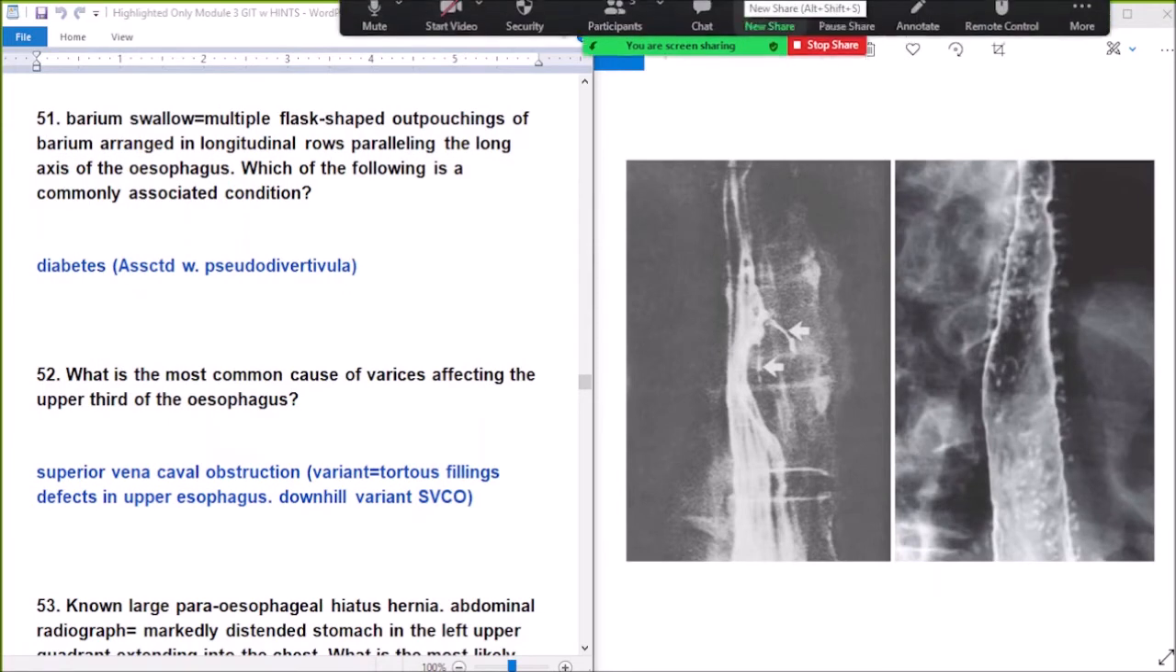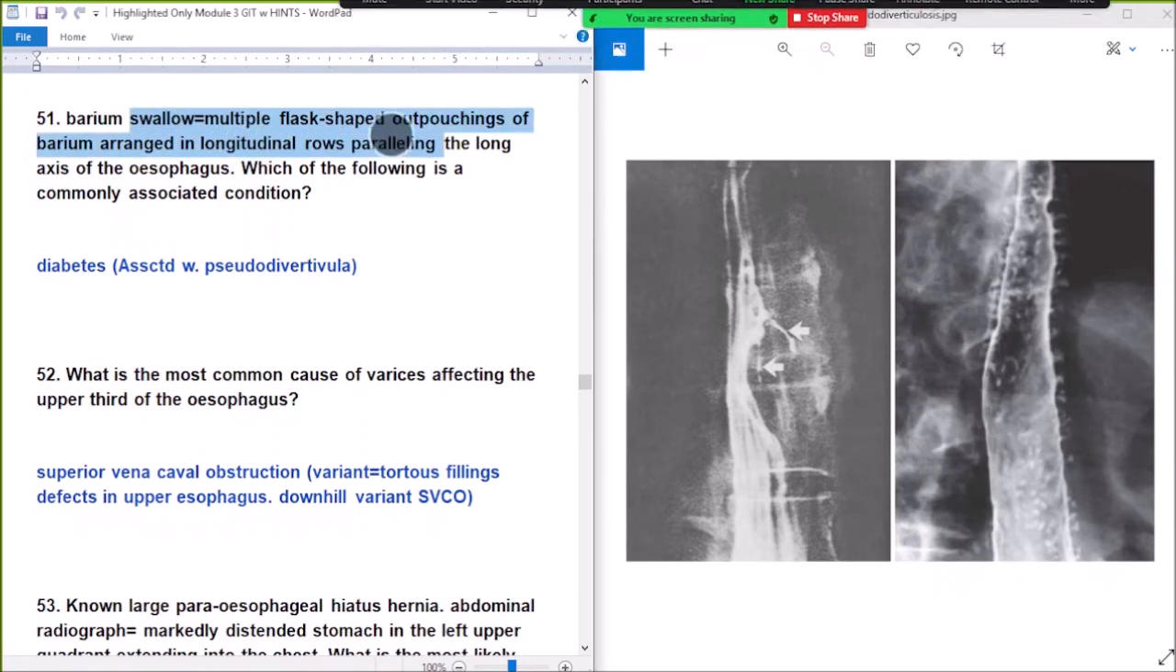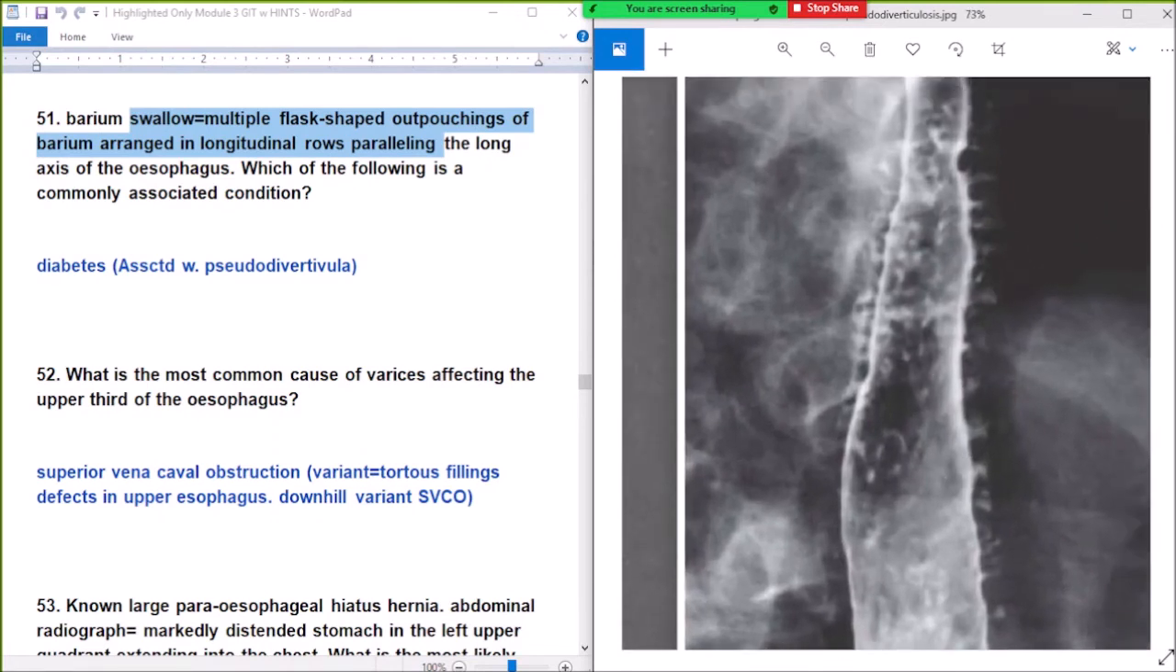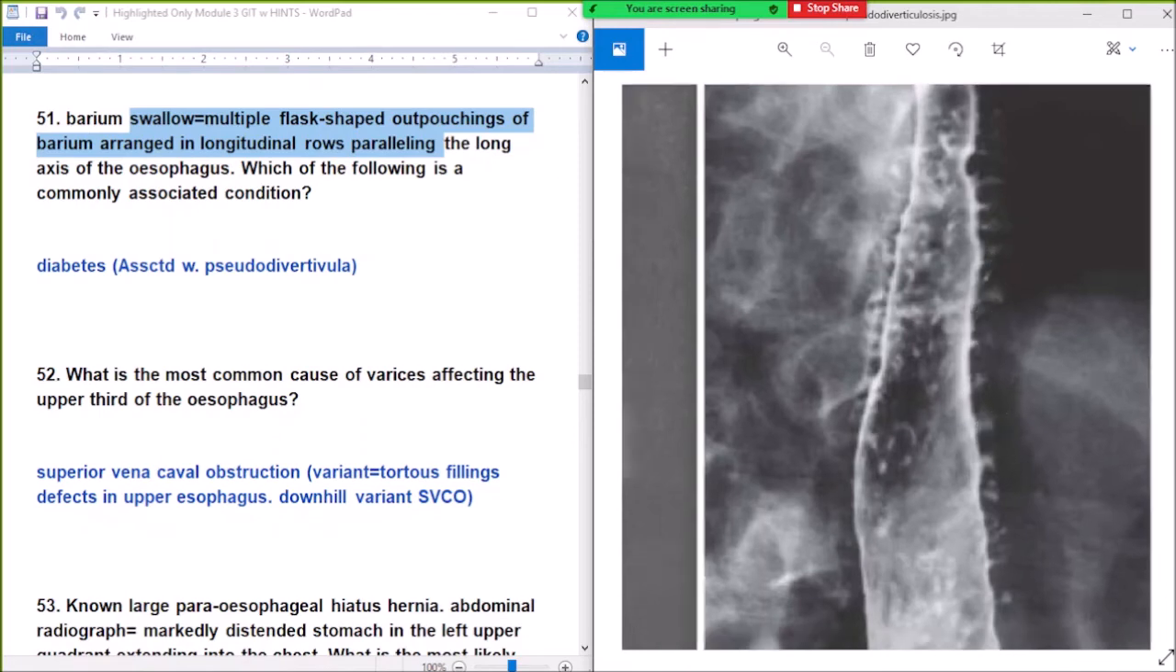Question number 51. Barium swallow shows multiple flask-like outpouchings of the barium in longitudinal rows parallel to the long axis of the esophagus. The following is an associated condition: diabetes. What is the diagnosis? Esophageal pseudodiverticulosis.